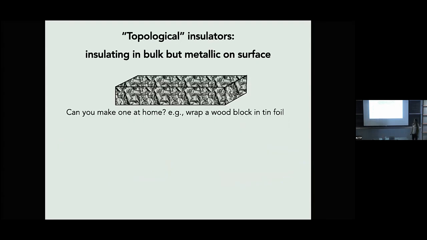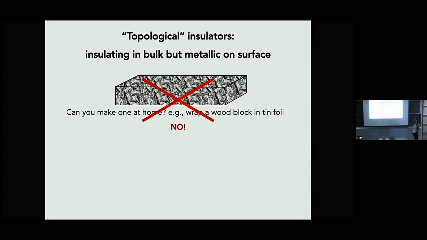So a topological insulator, from a phenomenological perspective, is a hybrid of this. It has a very weird property, which is that it is insulating on the inside of the material and conducting on its surfaces. So it's kind of a combination. And so you might think to yourself, well, this seems kind of trivial. I could make this at home. I could take a block of wood and I could wrap it in a piece of tinfoil. That would be insulating on the inside and it would be conducting on its surface.